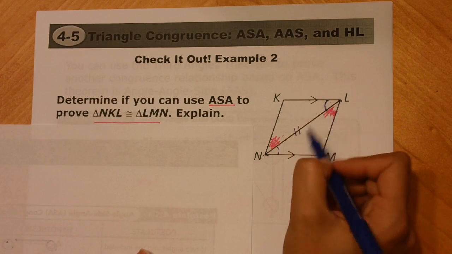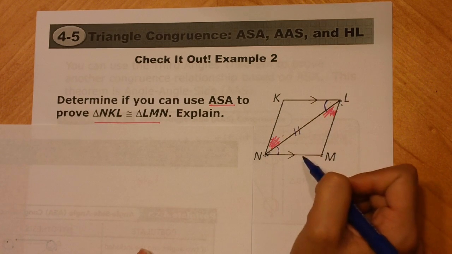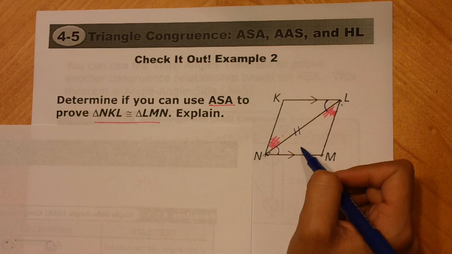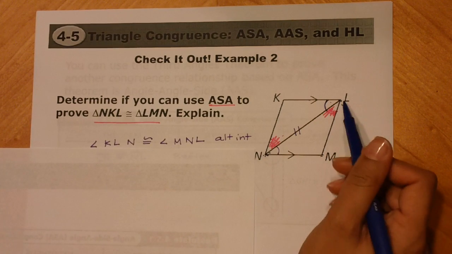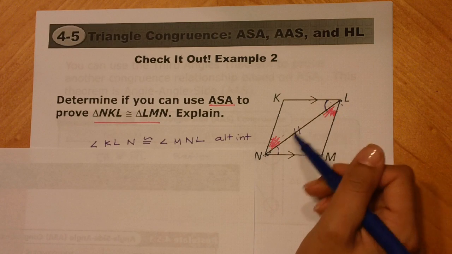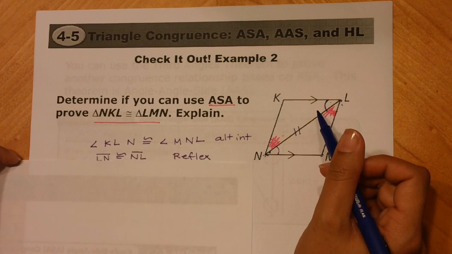Because these two lines are parallel, I know that KLN is congruent to MNL, and that's because they're alternate interior angles. I also know that LN is congruent to NL because of the reflexive property.